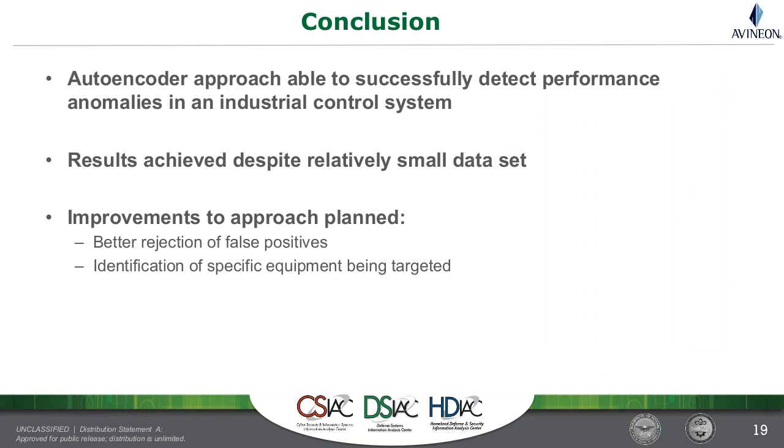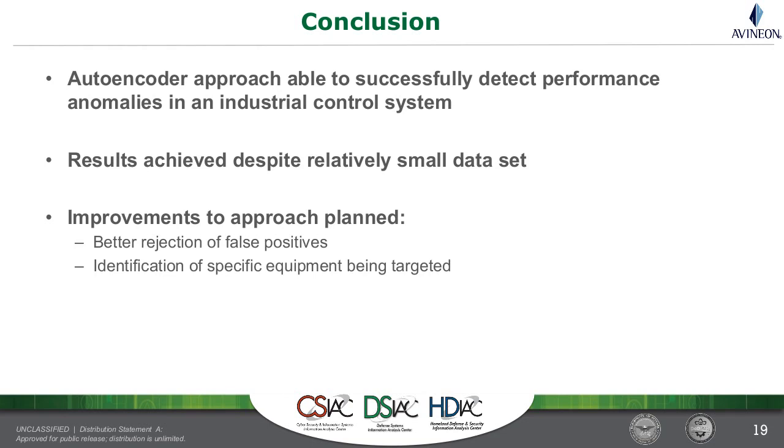The conclusion of this is that we were able to successfully detect performance anomalies in an industrial control system. These anomalies were brought about by cybersecurity incidents. This would also work if you had mechanical failure or electrical failure in the system. It would also detect those types of anomalies. We were very pleased we were able to get these kinds of results using a relatively small training data set. The accuracy was very high and was able to reject most of the false positives. We just had that one remaining.